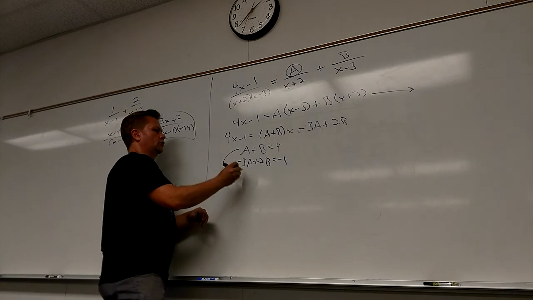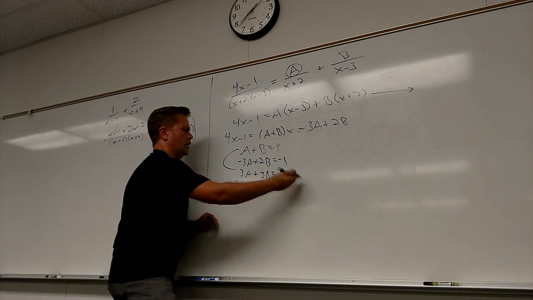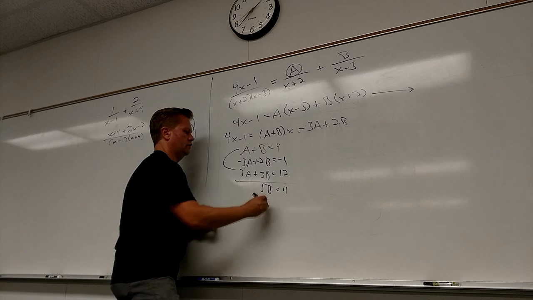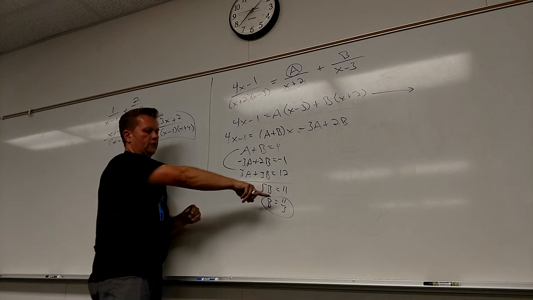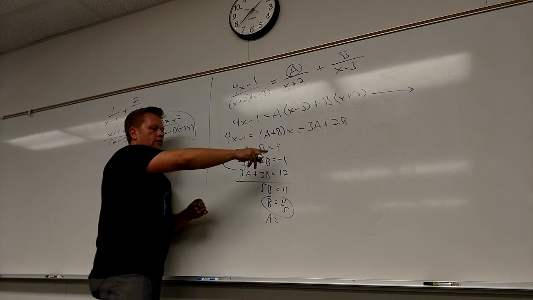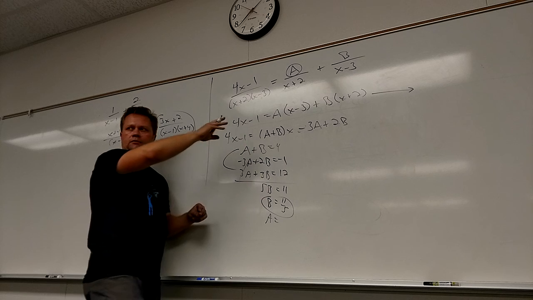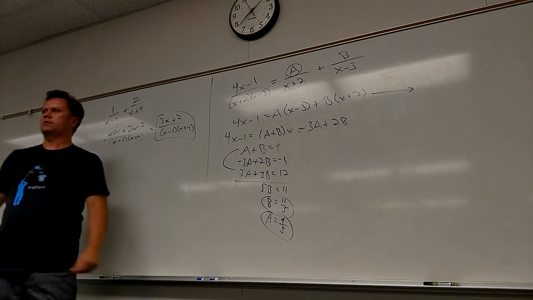All right, multiply this by 3. Add these, you got 5b equals 11. That's nice. B is 11/5. A plus b is 4, so a has to be 4 minus this. So 4 minus 11/5 would be 9/5. There you go.